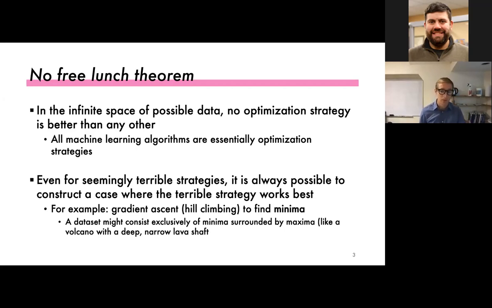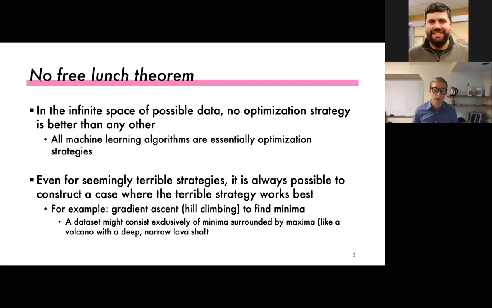So for example, a common way to train a model like a neural network or even a logistic regression is via gradient descent, where you try to find the minimum of a function by stepping down the gradient of the loss or the error. So you could do the opposite and do gradient ascent and intentionally try to find a bad solution, and that might still give you the minimum or one of several minima in a data set if it had the right shape for that particular strategy.